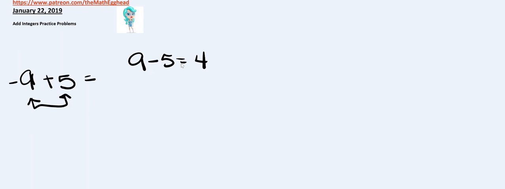All right, guys, so let's try another number. Let's say we had negative 9 plus 5. Find the difference between these two. We know that we're adding, of course, but there are two integers here with two different signs. So we know that when we're adding two integers with different signs, we find the difference. So technically it's 9 minus 5, which is 4.